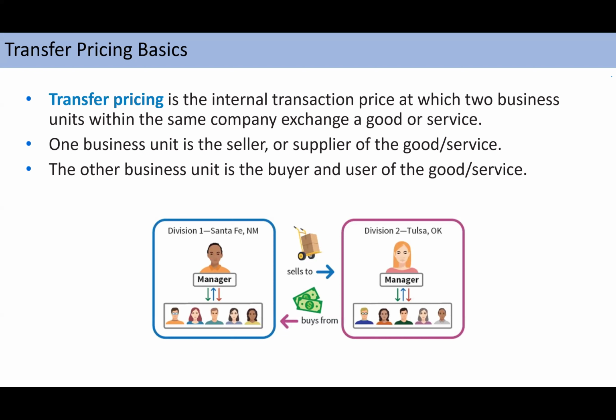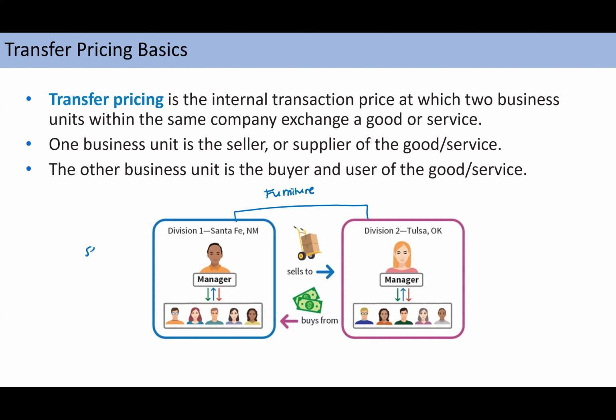Transfer pricing is the internal transaction price at which two business units within the same company exchange a good or service. So let's say there's a company that has two divisions, and this company happens to be a furniture firm. Division 1 produces pieces of wood and then sells these wood pieces to Division 2 that assembles the wood into the final product and sells it to the market.